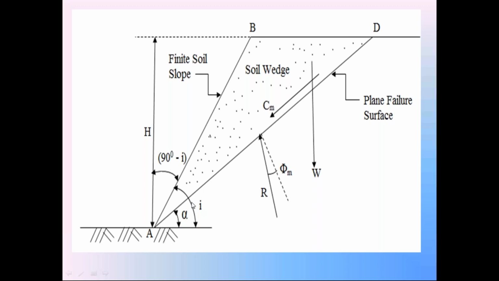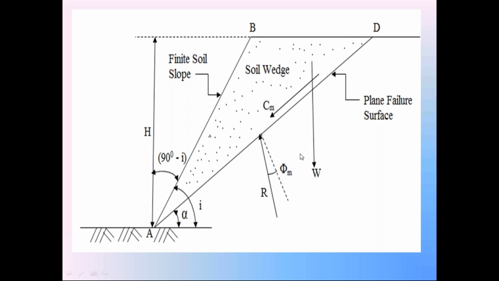Now consider this side portion in this ABD triangle. In that triangle ABD, AB is the finite side slope. AD is the failure surface. So we consider the side portion in between the finite side slope AB and the failure surface AD. That side portion is called the side wedge. Calculate the weight of the side wedge, W. That W is the weight of the side wedge ABD.